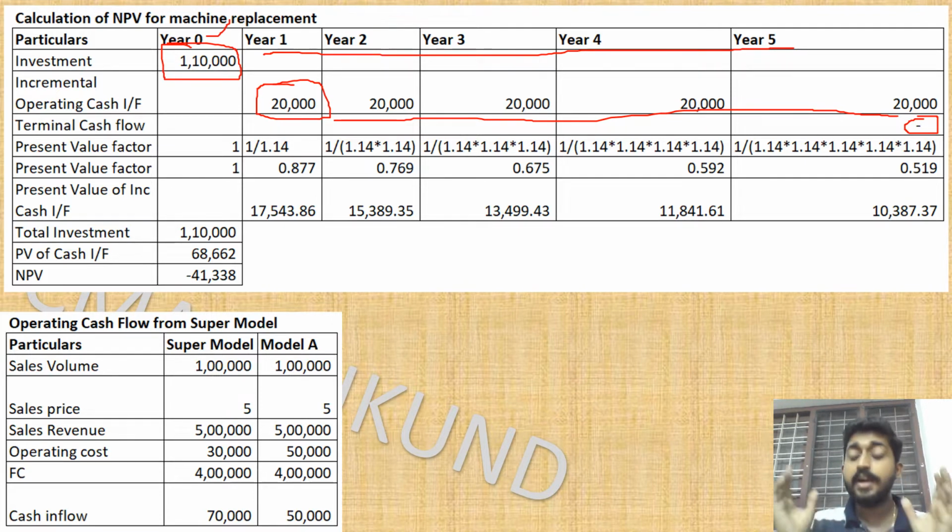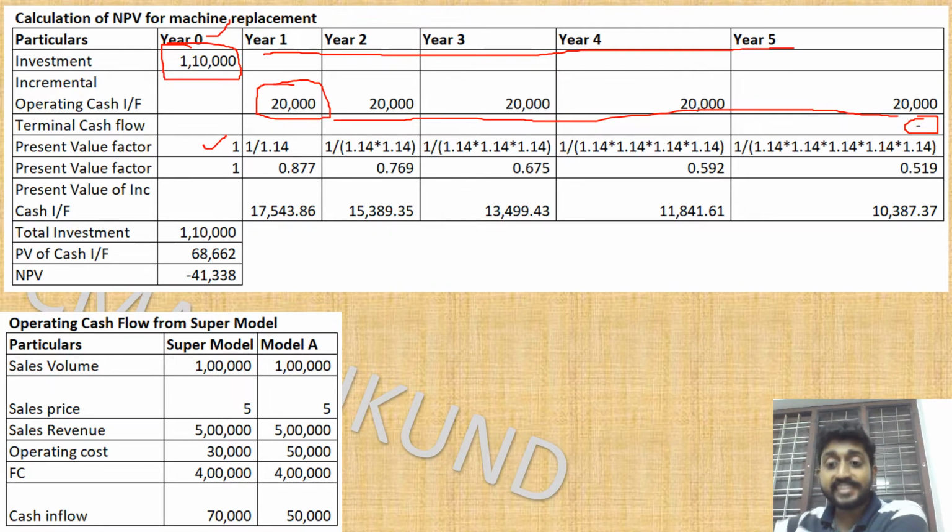Next, present value factor. 14% is the cost of capital. Year 0 is the present, so the present value factor is 1. But if you go to year 1, which means the cash flow generated after year 1, what is the value of that now? So how to do that? We need the present value factor. So 1 divided by 1.14, because 14% is the cost of capital. 14% means 0.14. Add 1 to it, it becomes 1.14. So 1 divided by 1.14 is the present value factor for the first year.